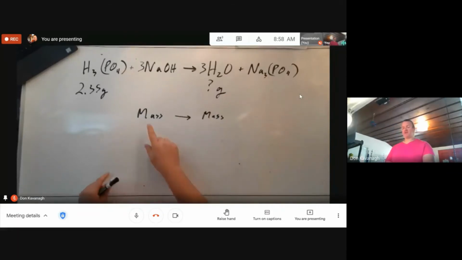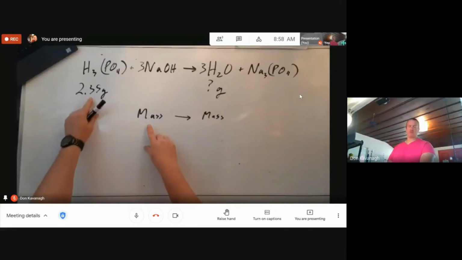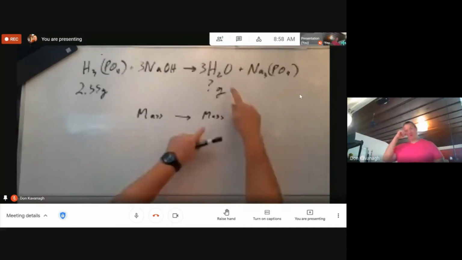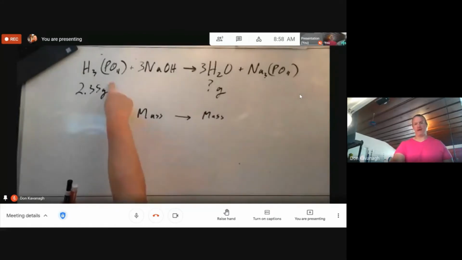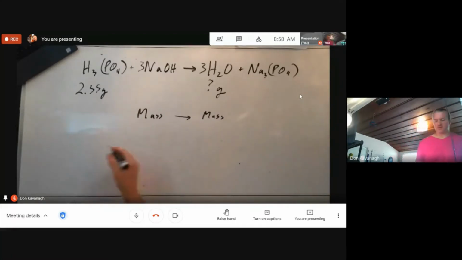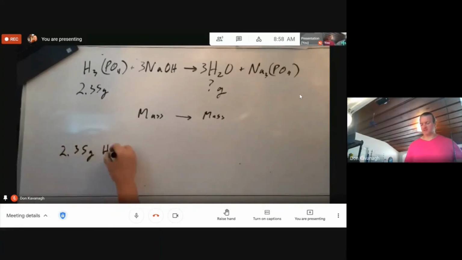Now, the mass we're starting with is 2.35 grams of phosphoric acid. How many grams of water could be produced from this reaction here? We have to find out how many moles we have of phosphoric acid in our first step. We have very few numbers in our shopping list. We only have the mass of phosphoric acid, so that's all we have to start our scaffold with.